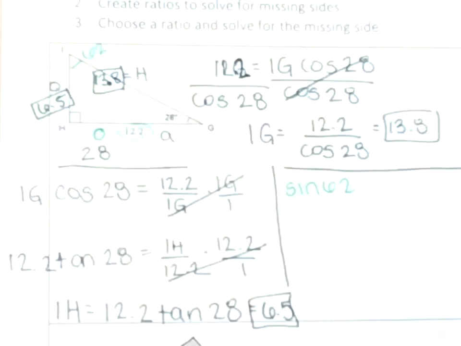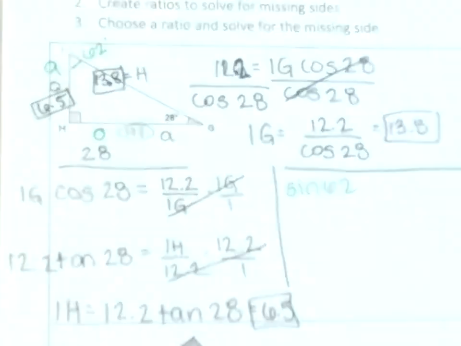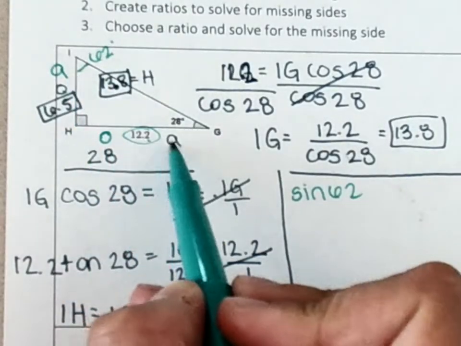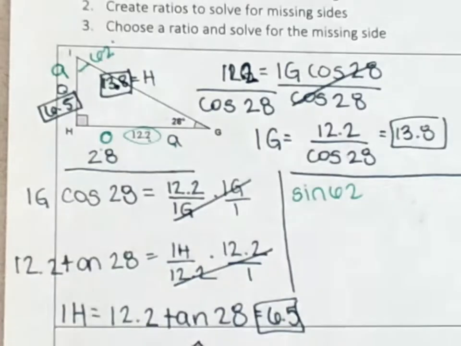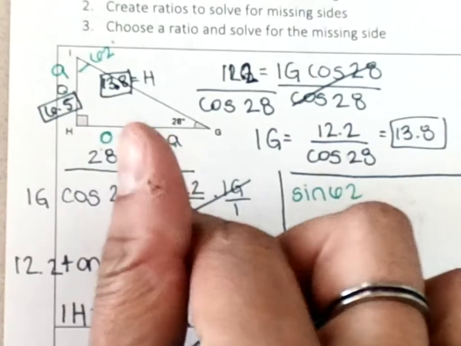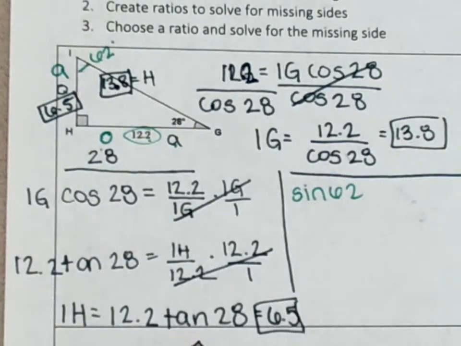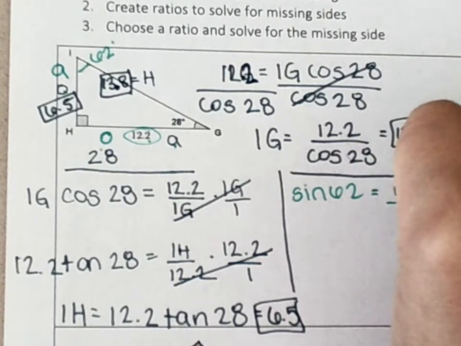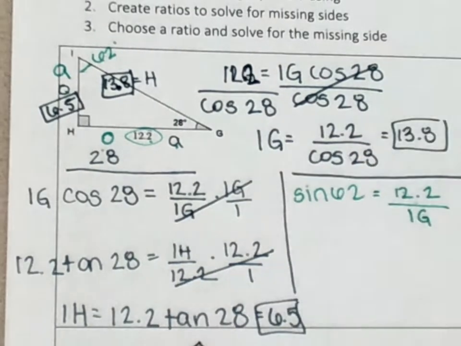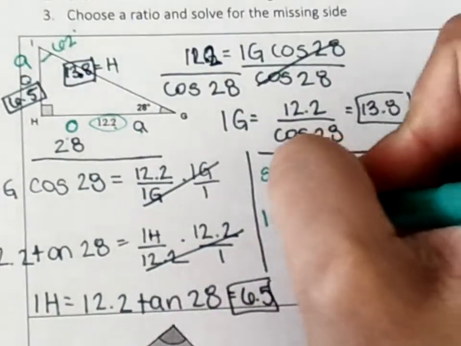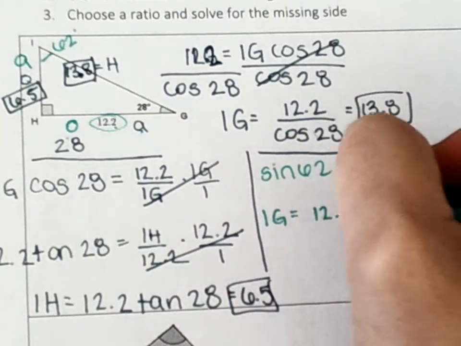Sine is opposite, right? So now, if we're using 62, this side becomes opposite, this side becomes adjacent, and hypotenuse stays the same. Notice that if we're at 62, adjacent becomes opposite, opposite becomes adjacent. As soon as you go from this acute angle to the other acute angle, adjacent and opposite switch. So sine of 62 is going to be 12.2 over IG, and that's our hypotenuse. So we would solve and eventually get IG equals 12.2 divided by sine of 62.